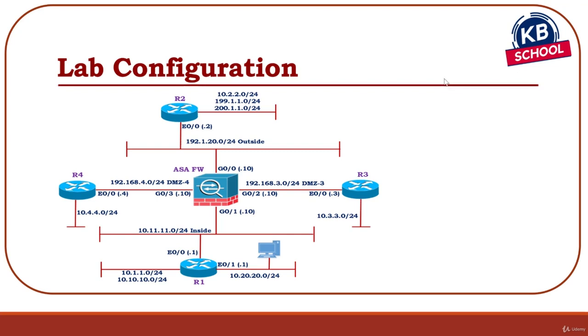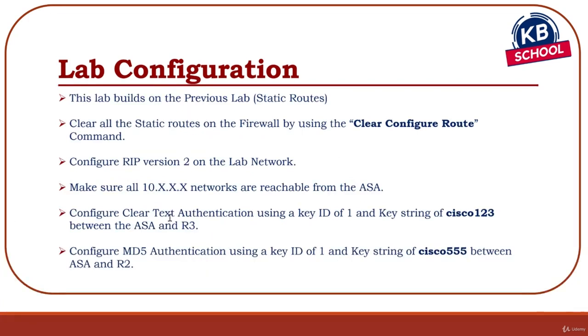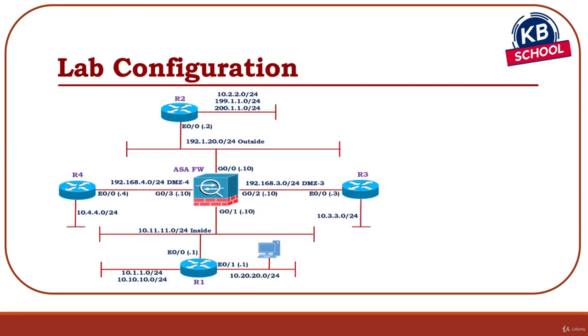Now I need to do authentication. Now let's take a look at where they want to do the authentication, and we'll do it based on that. Configure clear text authentication using a key ID of 1 and a key string of Cisco 123 between ASA and R3. So my clear text authentication is going to take place over here.